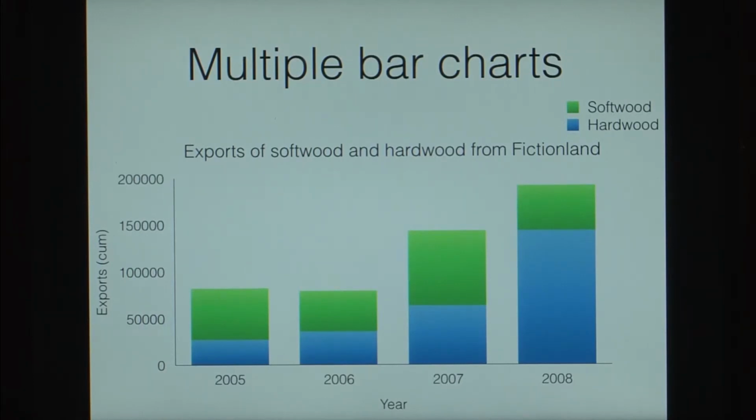So, total exports have been increasing and the exports of hardwood have also been showing an increasing trend if you look only at the blue portion. However, we can make out from this graph that the exports of softwood are showing a mixed picture, because between 2005 and 6 the exports decreased. They increased again if we look only at the green portion, between 2006 and 7, and then they decreased again. So, multiple bar charts help us to show different kinds of data on the same plot.